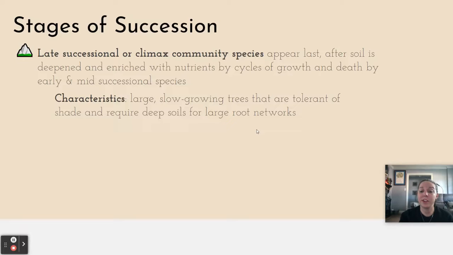And they're going to be very tolerant of shade because they're going to be growing in the understory of those intermediate species. So those intermediate species are creating shade that these guys have to be able to live in until they outgrow those intermediate species. These are also going to require very deep soils because they're going to have large root networks to anchor these trees, because these are the large trees that can grow hundreds of feet tall, things like maples, oaks, and all the other large trees that exist.